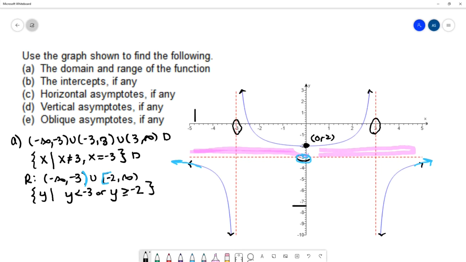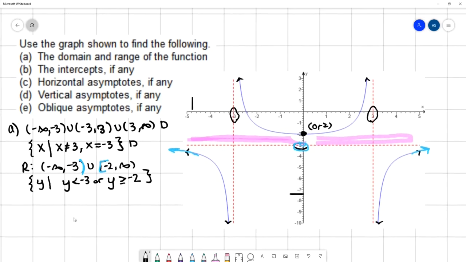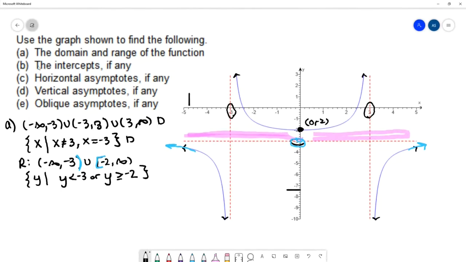So we want y values that are less than negative 3 or y values that are greater than negative 2. So we found the domain and range. Now we want to find the intercepts of this graph. So I'm going to get rid of all my markings so it's a little bit easier to see.